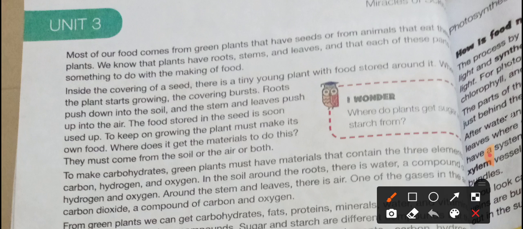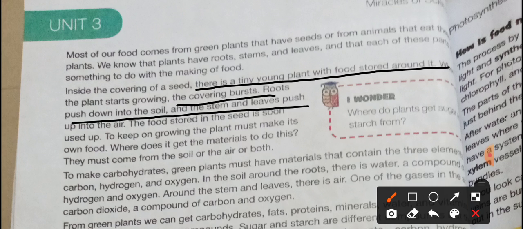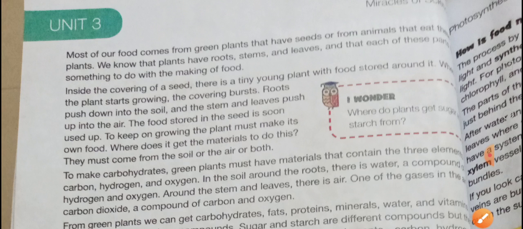Let's start reading it. Inside the covering of the seed, there is a tiny young plant with food stored around it. The plant starts growing, the covering bursts. Covering means the covering of the seed. The roots push down, they go into the soil, and the stem and the leaves come out and grow into the air.